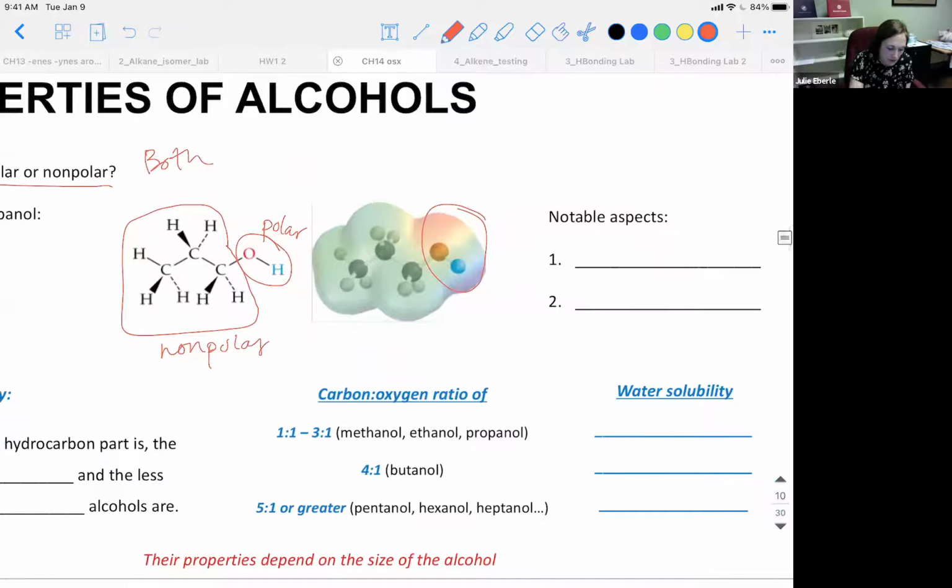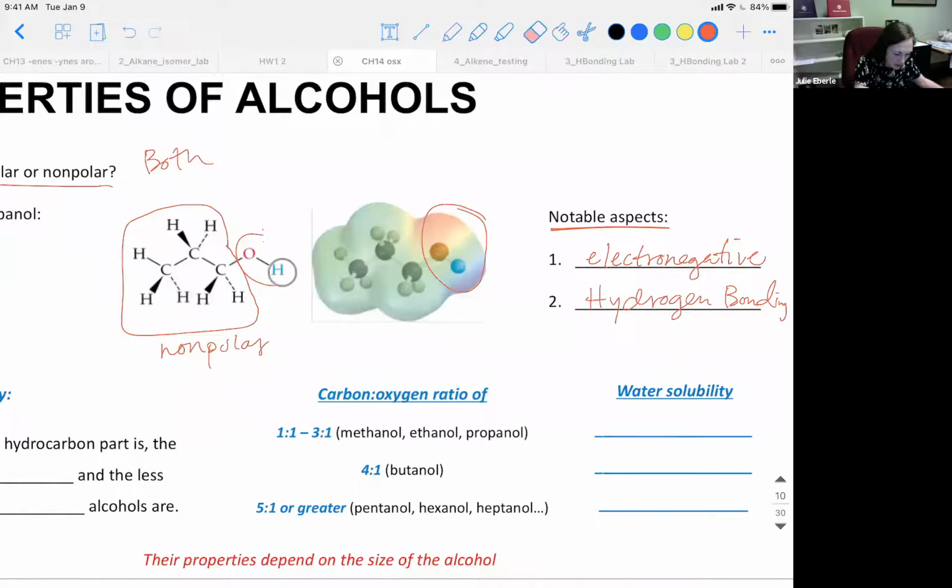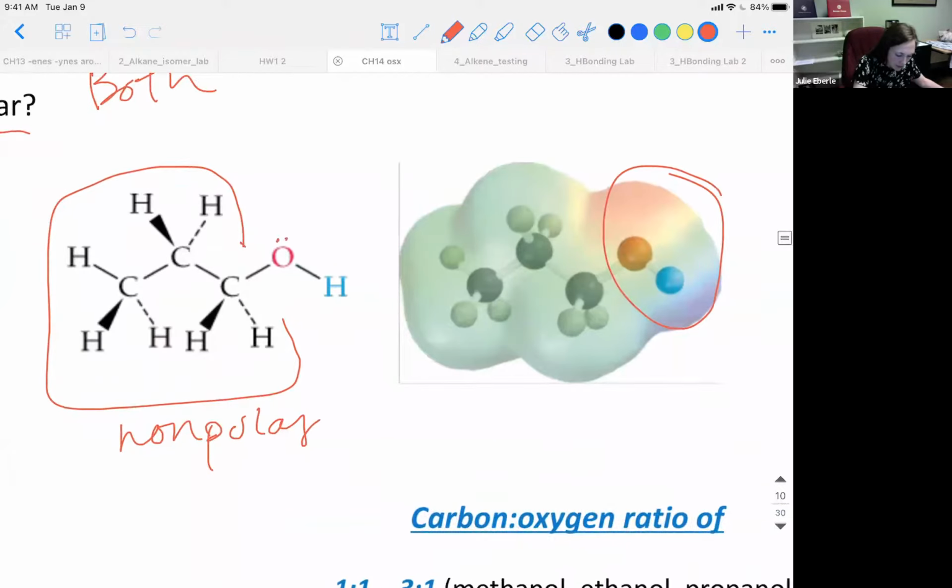Now, I also wanted to write this out. Because of that, there's 2 things to always note with alcohols. Okay, there's an electronegative region. It's got some electronegativity. That's the polar part. And then it can hydrogen bond. In fact, I'll show you how this can hydrogen bond. All alcohols can hydrogen bond. You've got lone pairs on your oxygen.